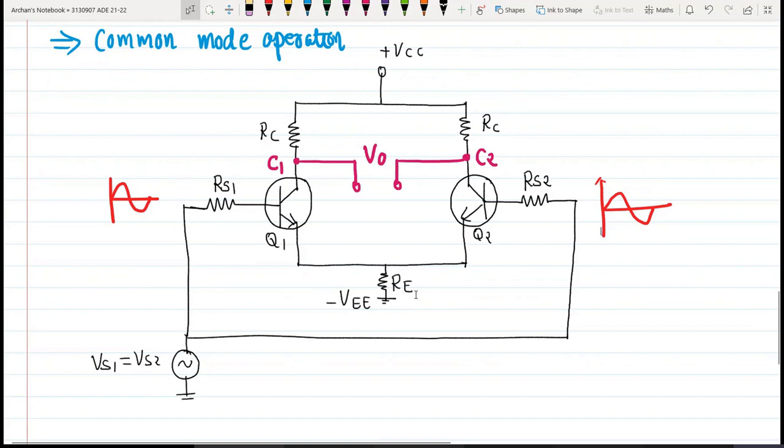So the two signals cause in-phase signal voltages of equal magnitude to appear across the two collectors of Q1 and Q2.